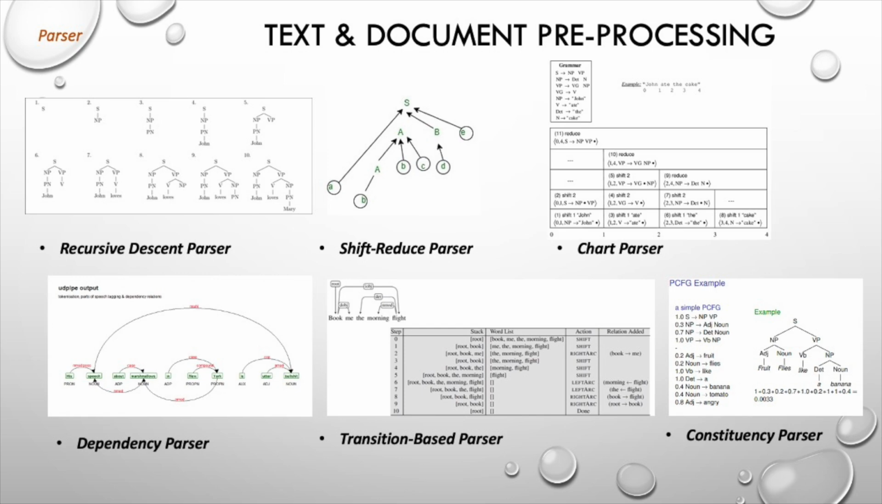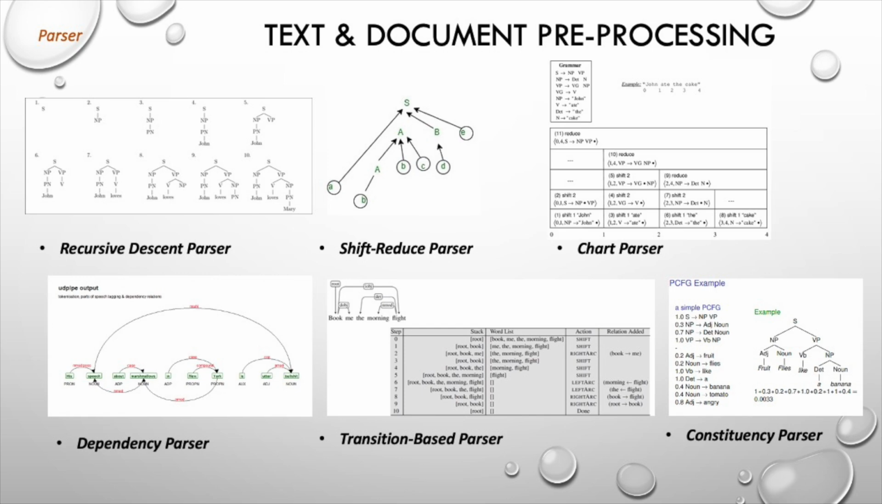Shift-reduce parser. Shift-reduce parsing is a bottom-up parsing technique where a parser builds the parse tree by shifting input tokens onto a stack and then reducing the stack contents based on the grammar rules. Shift-reduce parsers operate by repeatedly shifting tokens or reducing groups of tokens until a valid parse tree is constructed. Examples of shift-reduce parsers include the LR, left-to-right, rightmost derivation, and SLR, simple LR parsers.